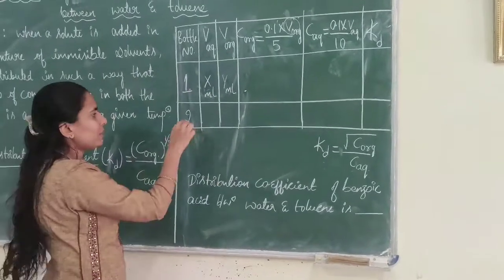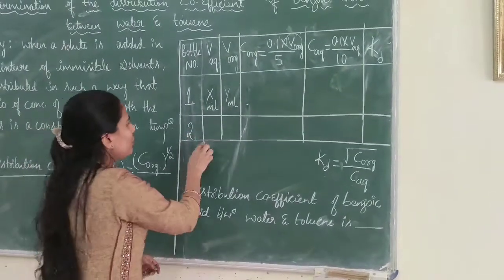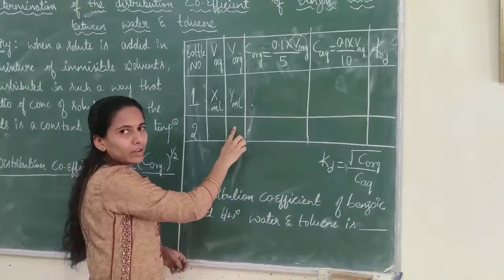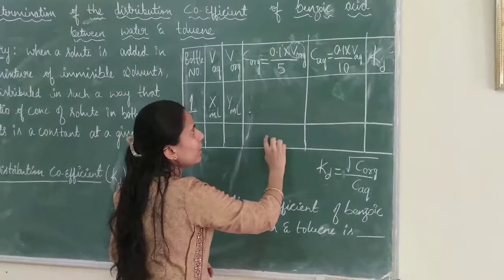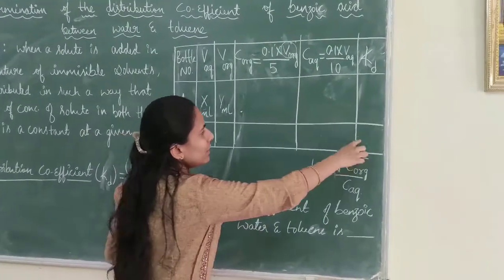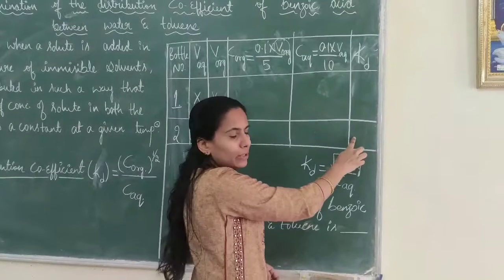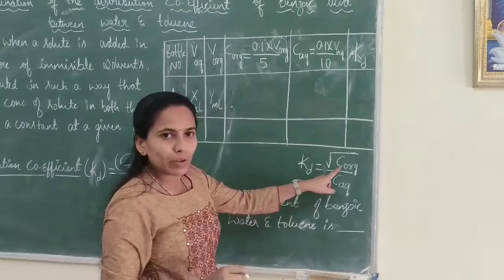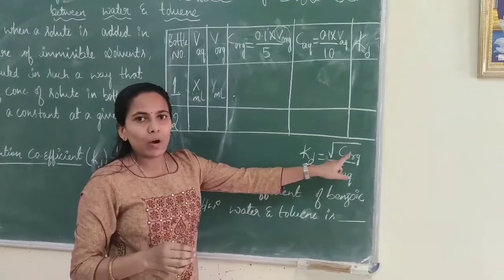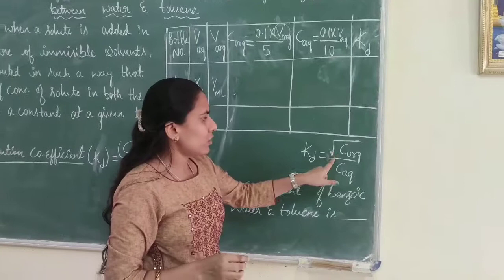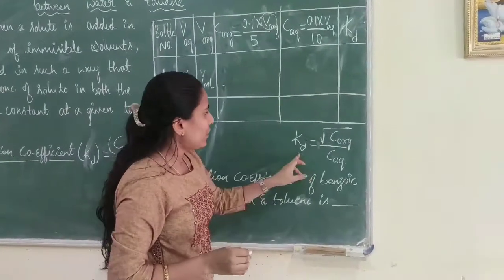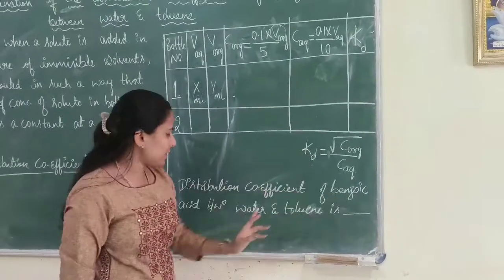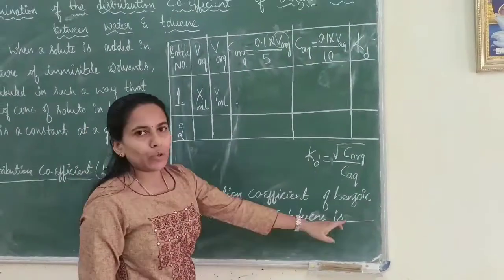In a similar way, for bottle number 2 also, we take the concordant values of V aqueous and V organic and calculate these two columns. Then we obtain the KD values. See, why is this a square root? Because benzoic acid forms a dimer in the organic layer. Hence we are taking the square root for C organic. From this formula, we can find the distribution coefficient of benzoic acid between water and toluene.